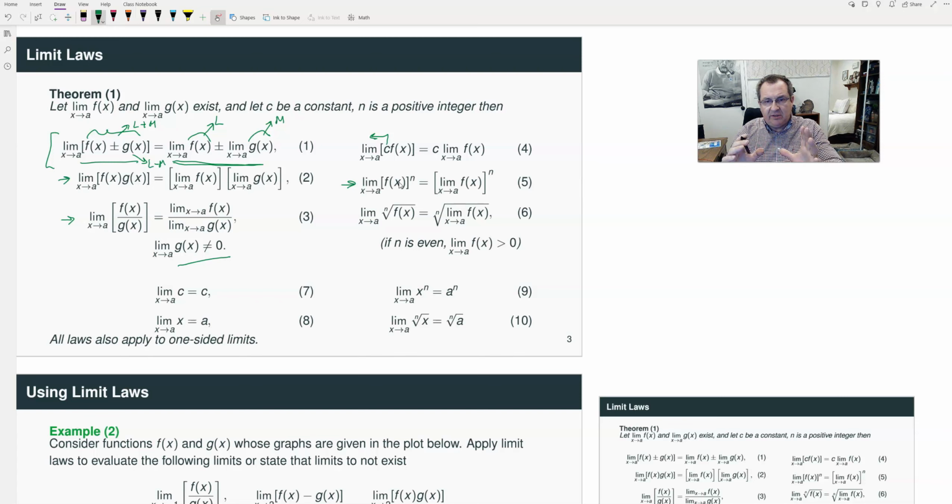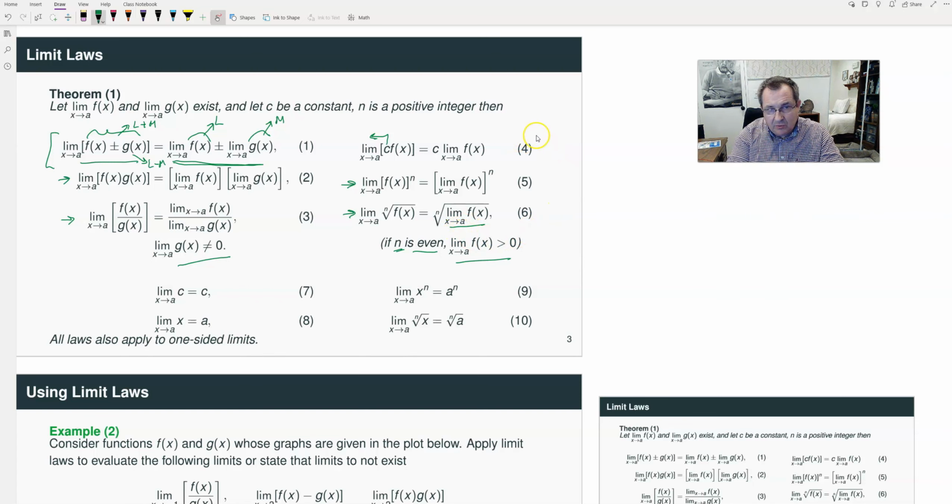So another formula is number 5 over here. If we try to evaluate limit of a function raised into integer power, this is the same as to take the limit and raise the limit into the integer power. Similarly, when we take a radical of a function, we may as well take radical of a limit. Again, when we talk about radicals, we will assume that the resulting expression makes sense. In particular, if the power is even, then we will assume that the limit is positive or 0 so that we can safely substitute it inside the radical.